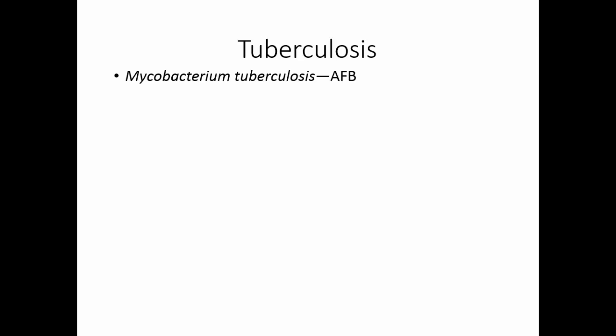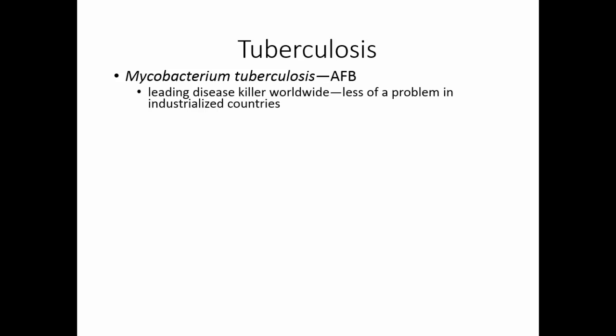Tuberculosis is caused by Mycobacterium tuberculosis. While this is a gram-positive bacillus, because of the mycolic acid in the cell wall, it does not gram stain well, so it's better known for being an acid-fast bacillus. This is a leading disease killer worldwide, but it's much less of a problem in industrialized countries. This is spread through the air. This organism is very small and can last for a long time in the environment. That mycolic acid really protects it.